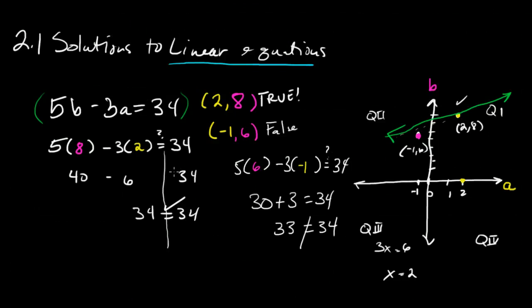So the solution to a linear equation will be an ordered pair that makes this statement true, and that will be a part of this line. Any other point on this line will make this statement true.